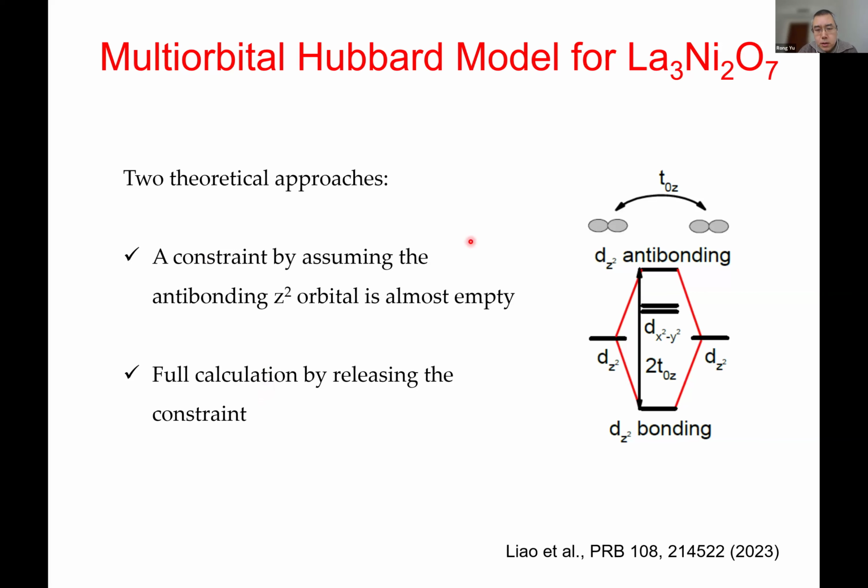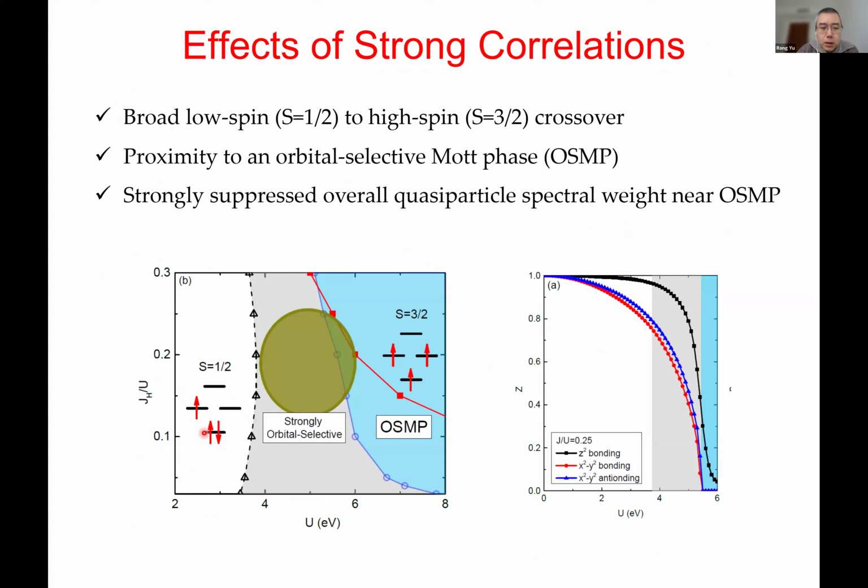Okay, so now I will give some results, first in this simplified approach. Here is the ground state phase diagram in the J Hund versus U plane. We find that when increasing the U for fixed Hund's coupling, the system undergoes a very broad crossover from a low-spin state to a high-spin state. And further increasing the U value, we find the system undergoes a transition to an orbital-selective Mott phase. And just near the boundary of this orbital-selective Mott phase, the quasiparticle spectral weights are substantially suppressed, very close to 0. So it means that the system has a strong orbital-selective electron correlation effect.